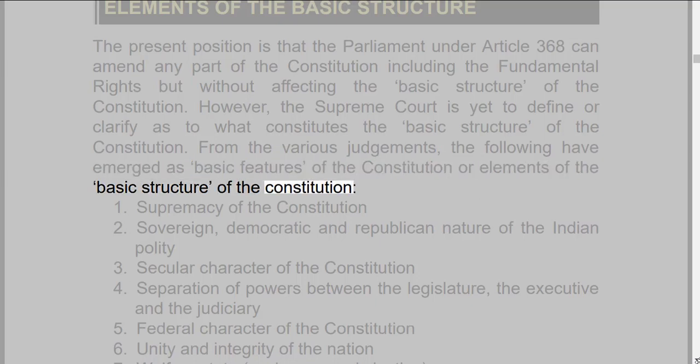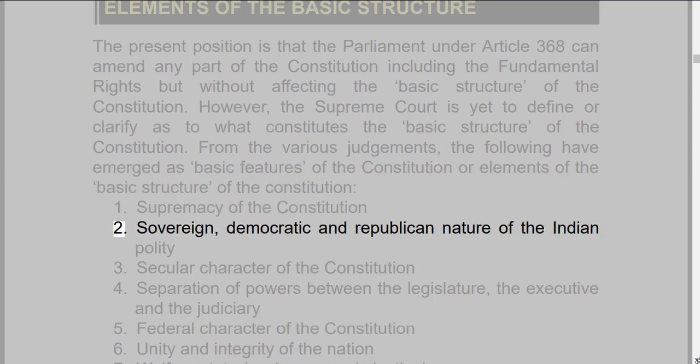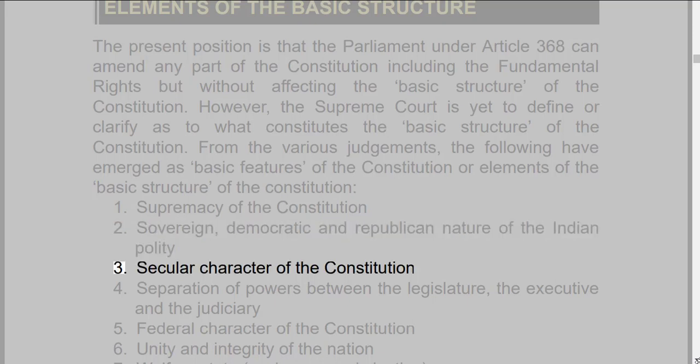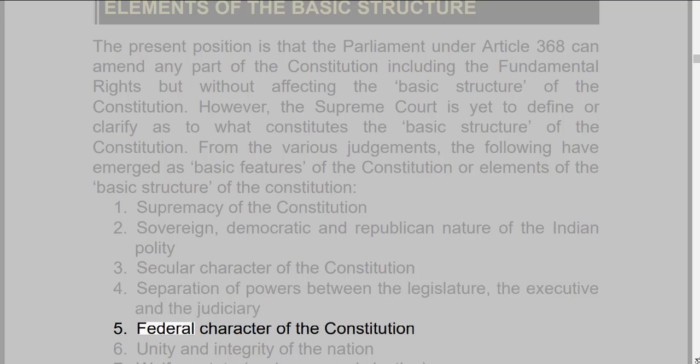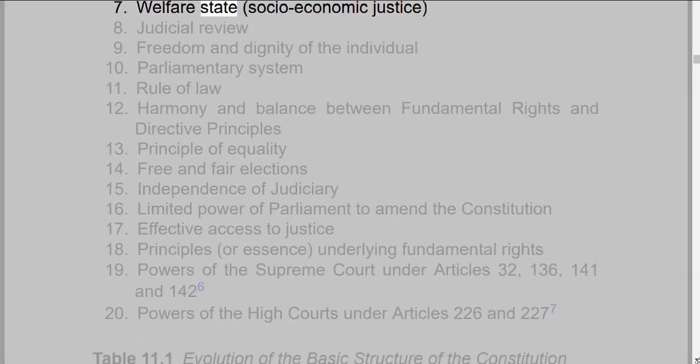1. Supremacy of the Constitution. 2. Sovereign, democratic, and republican nature of the Indian polity. 3. Secular character of the Constitution. 4. Separation of powers between the legislature, the executive, and the judiciary. 5. Federal character of the Constitution. 6. Unity and integrity of the nation. 7. Welfare state, socio-economic justice. 8. Judicial review. 9. Freedom and dignity of the individual. 10. Parliamentary system. 11. Rule of law.